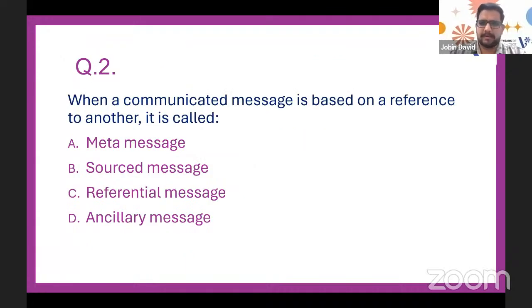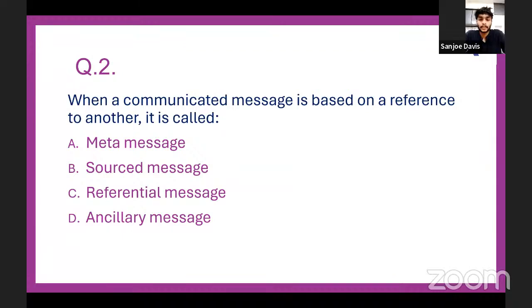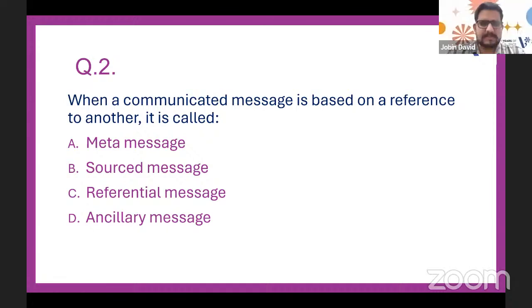Now, the second question is for you, Sanjo. Can you read that? When a communicated message is based on a reference to another, it is called: we have four options, meta message, source message, referential message, and ancillary message.